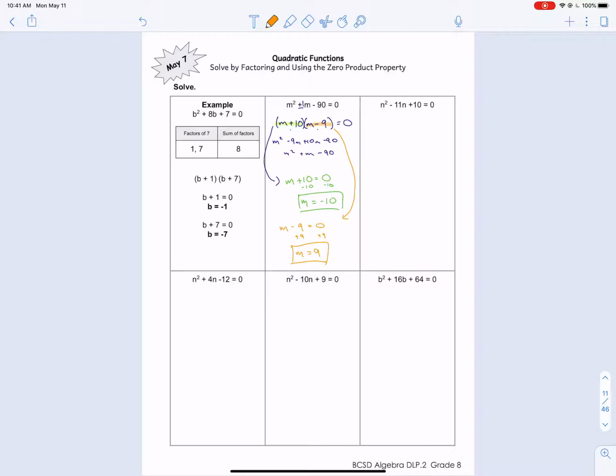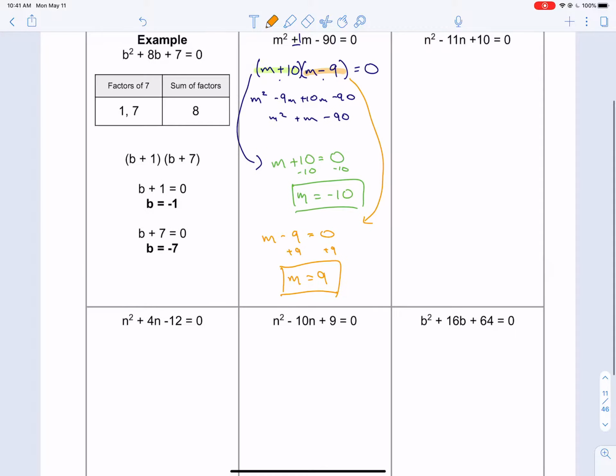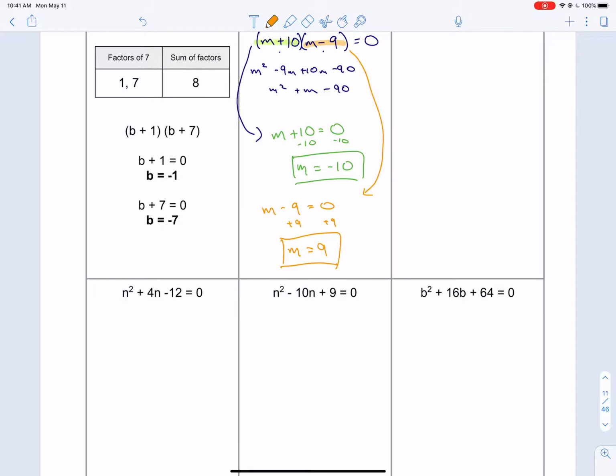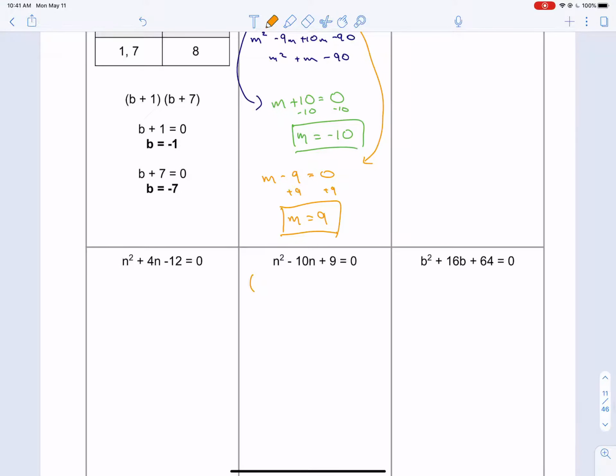So I don't know if we should do, maybe we do one more with a little bit different signs in our original function. So let's try the one right below that. So let's factor first. Okay, so we have n and n. And then this sign is a positive, so that means whatever goes in here are going to be the same, and that sign is this one. So let's say minus in both of those. And then factors of 9 that will add to 10.